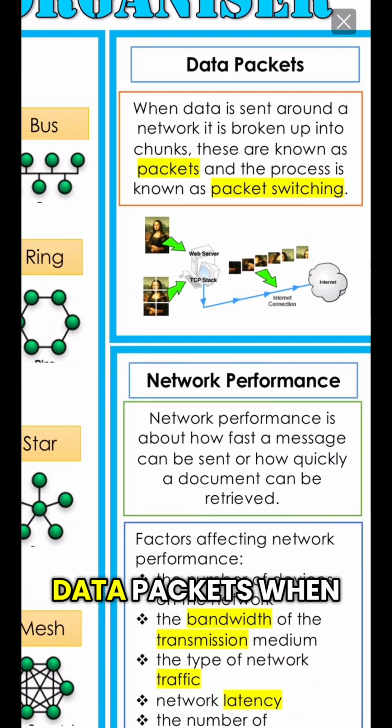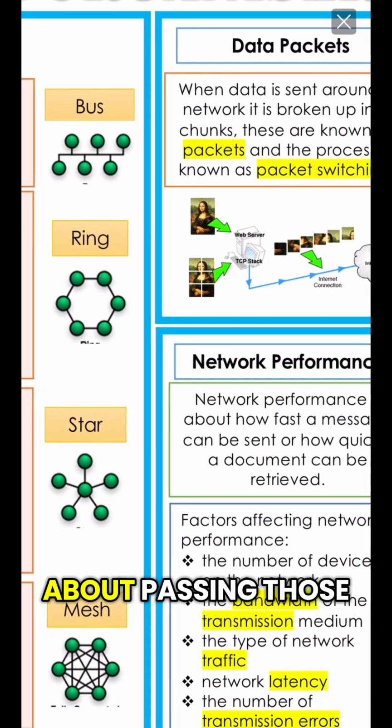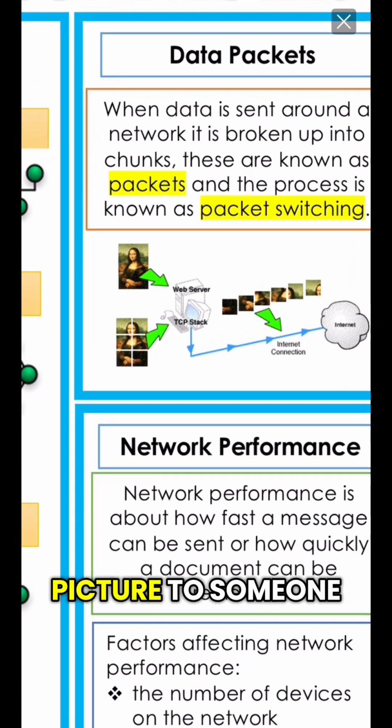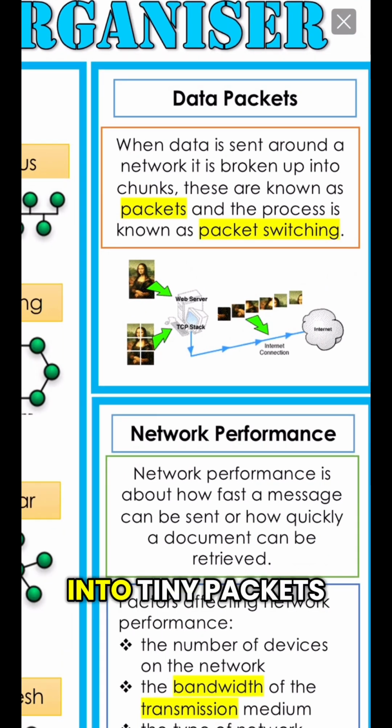Well, I mentioned data packets when I just spoke about passing those messages around the network, and basically, say you send a picture to someone, it's broken up into tiny packets, okay? And when they're going around a network, we call that packet switching.